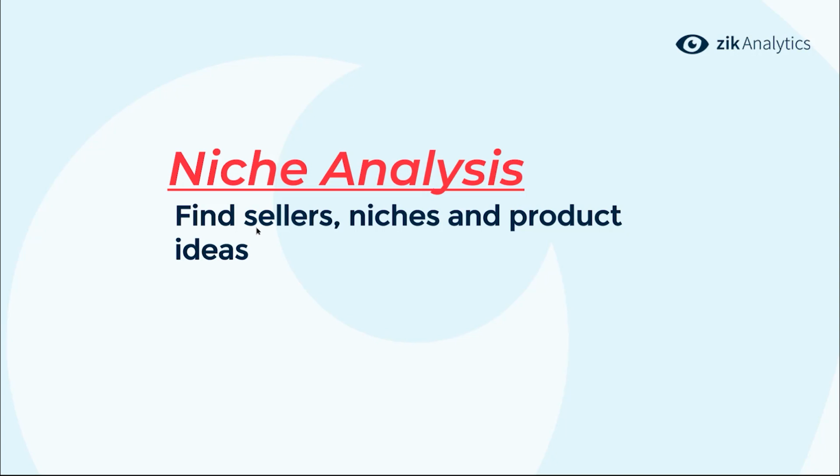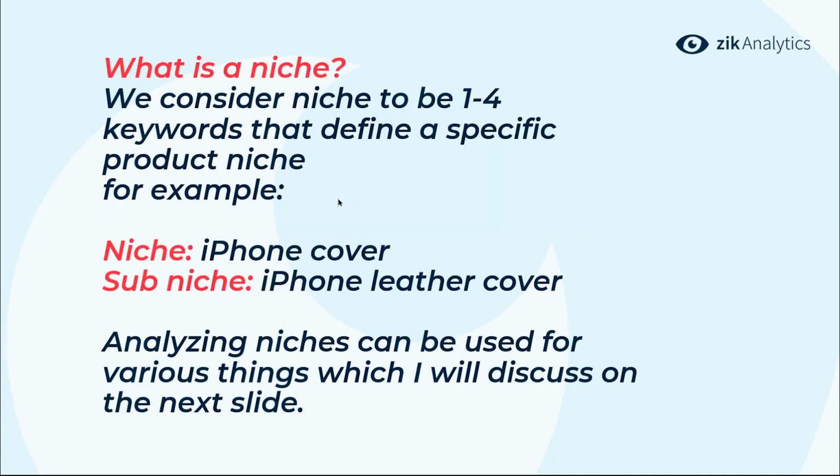Niche analysis. Find sellers, niches, and product ideas. So what is a niche? We consider a niche to be 1 to 4 keywords that define a specific product niche. For example, a niche: iPhone cover. A sub-niche: iPhone leather cover. Analyzing niches can be used for various things, which I will discuss on the next slide.